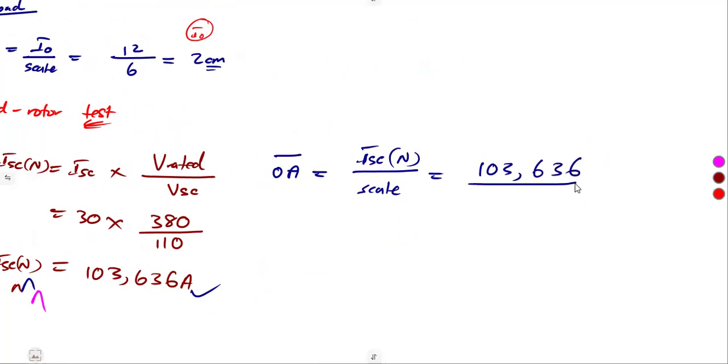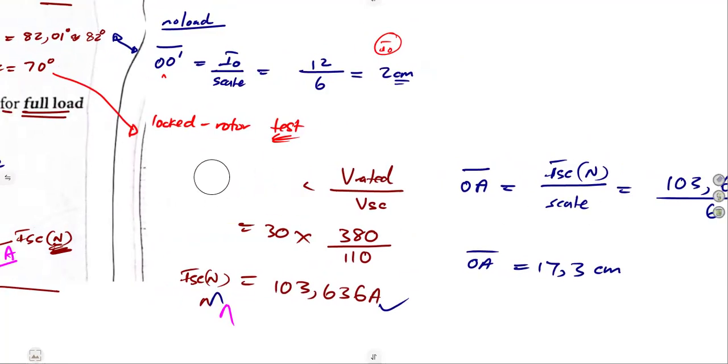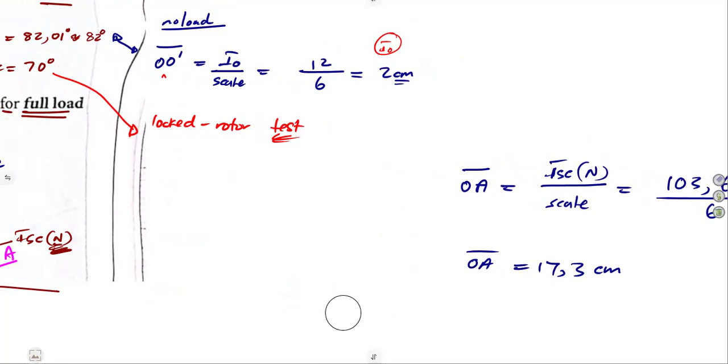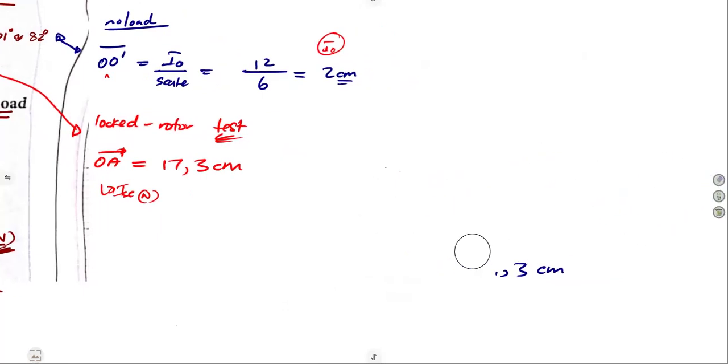So you're simply going to take the value that we just calculated. Okay, so this one, guys, is just a repetition. Our scale, remember, was 1:6. So that was going to give us a vector OA, which is approximately 17.3 centimeters. So this is what you need, guys, and you can just have your graph. So that's 17.3 centimeters, remember, representing what? The part of our short circuit current, assuming normal voltage applied.